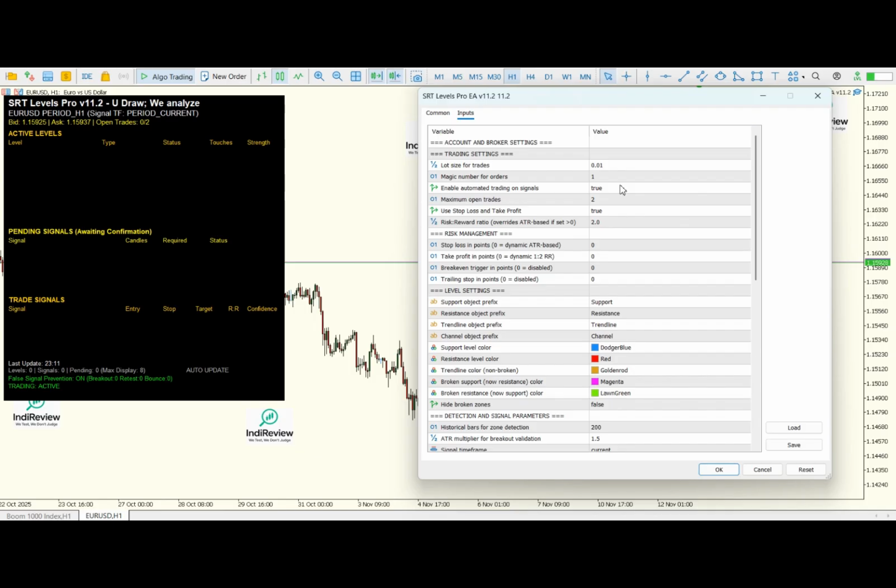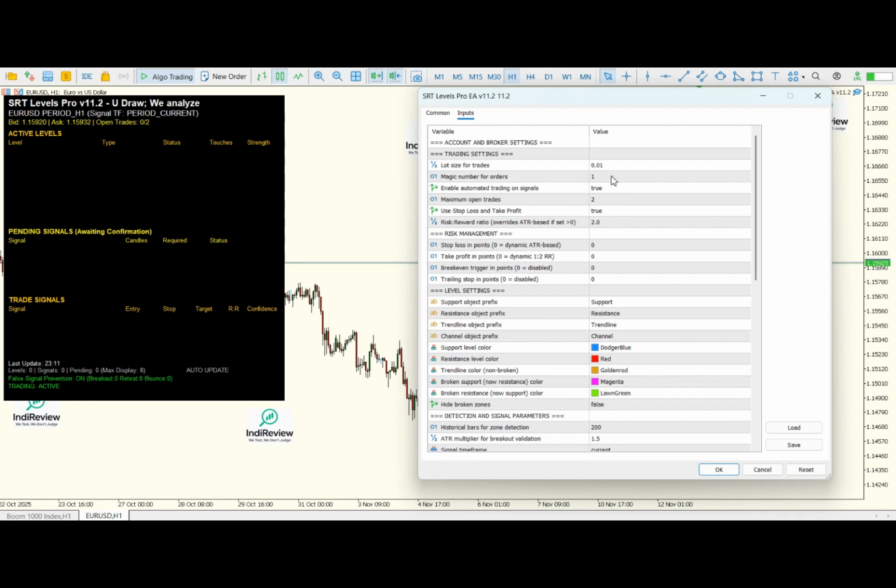Alright, so the difference between an indicator and an expert advisor has to do with one being able to automatically execute trades. The expert advisor will execute trades, while the indicator will give you the signal, so it will just point to it and then you have to trade it manually.